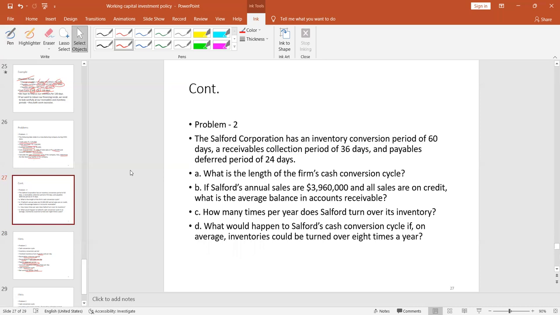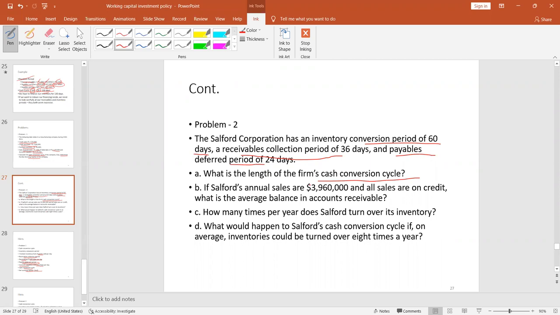So, problem number two: the SOFO Corporation has an inventory conversion period of 60 days. Inventory conversion period is given. You see? A receivable collection period is also given. The payables period is also given. So what do you have to do? Is it a very tough one? No, sir. So what do you have to calculate? Sir, the cash conversion cycle.